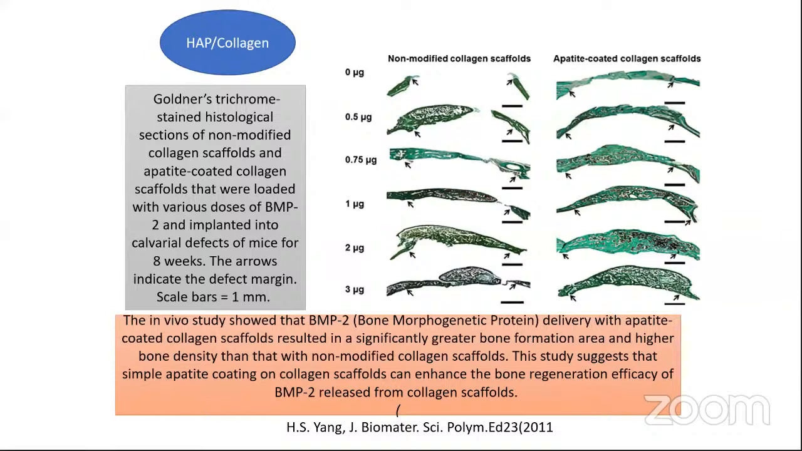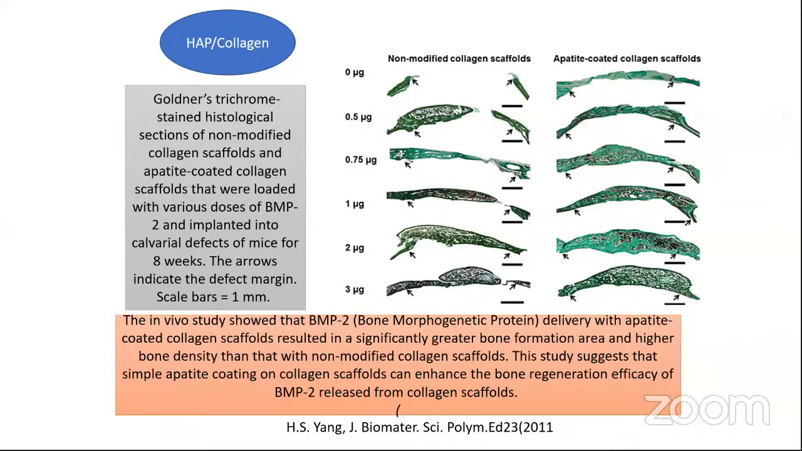So Goldner's trichrome stained histological sections of non-modified collagen scaffold are shown. So these are the histological scaffolds. In a molecular laboratory, the histopathological studies are done. So the collagen scaffolds and apatite-coated collagen scaffolds that were loaded with various doses of BMP2, a bone morphogenetic protein, and implanted into a calvarial defect of mice for 8 weeks.